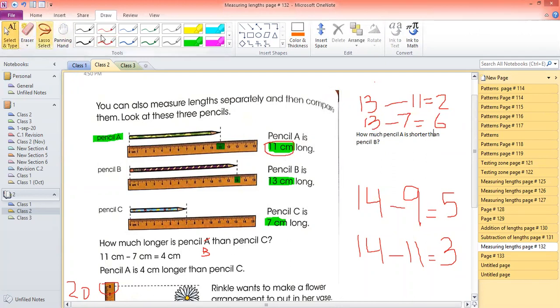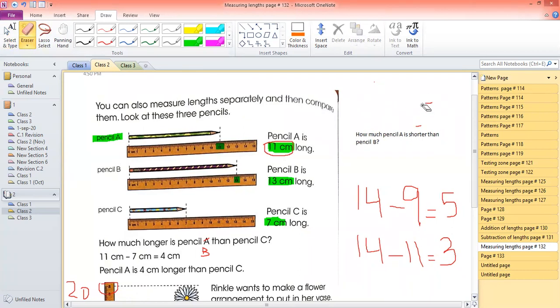One more example. If I ask you to compare pencil A and pencil C, so what is the length of pencil A? You see here pencil A length is 11 centimeter. What is the length of pencil C? 7. So I will ask which is longer. So you will say, sir, pencil A is longer. Okay, how much longer? So for that you will minus length of pencil C from length of pencil A. 11 minus 7. So that will be 4 centimeter.